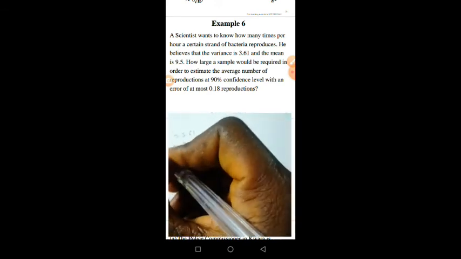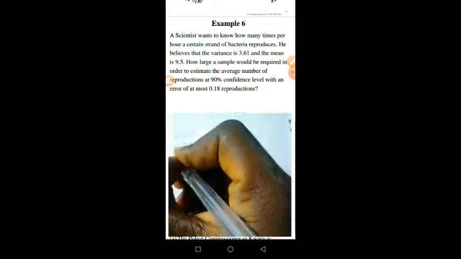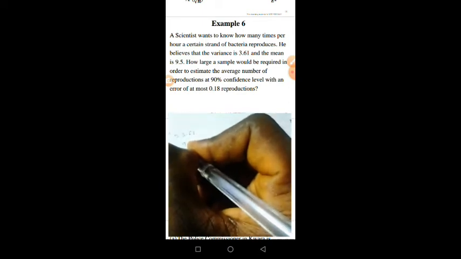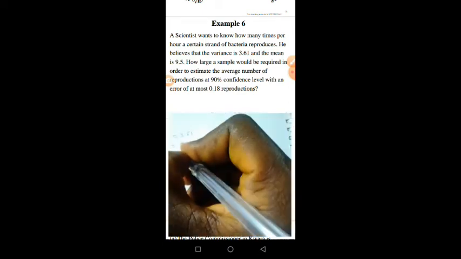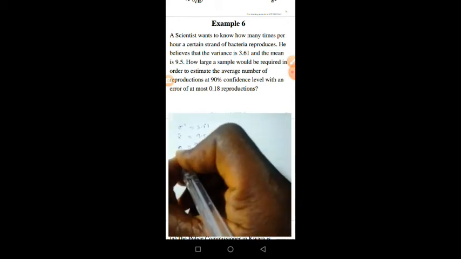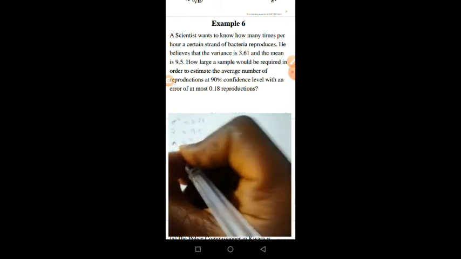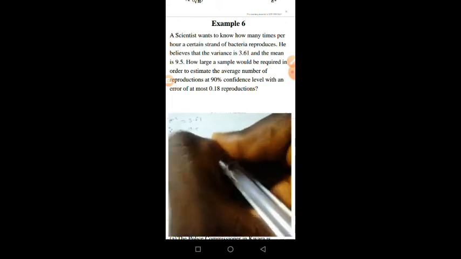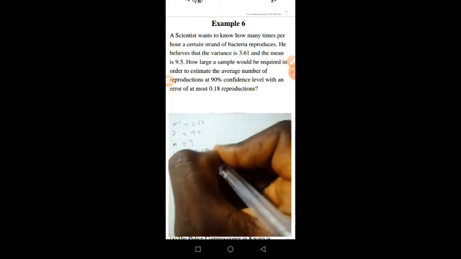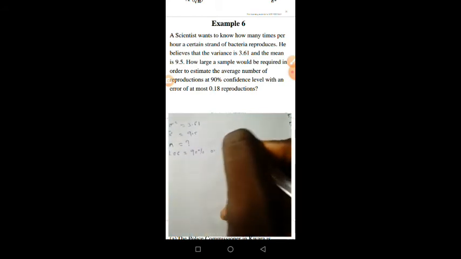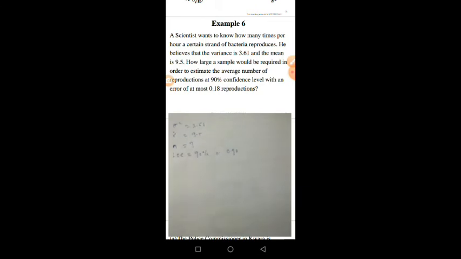A sample can be small. Now, this is how large. How large a sample would be required in order to estimate? Now, we are not given a sample size here. We are given level of confidence. You can call it LOC. Level of confidence is what? 90%, or you call it 0.90. Okay. Then next thing is what?